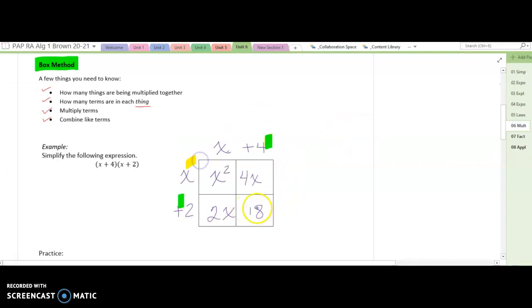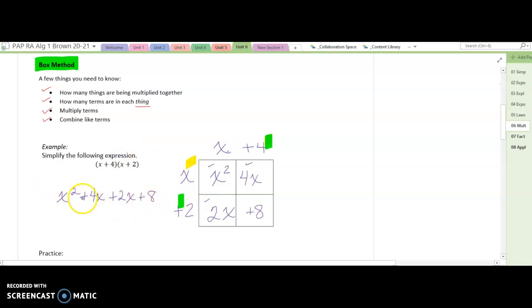All right, so what we do is we take this information, we take everything out of here, and we write an expression. So we're going to take the x squared, we take the 4x, that's a positive 4x, and then we take the 2x, that's a positive 2x, and then we take the positive 8. Take all of that out. Okay, so we've written our expression.